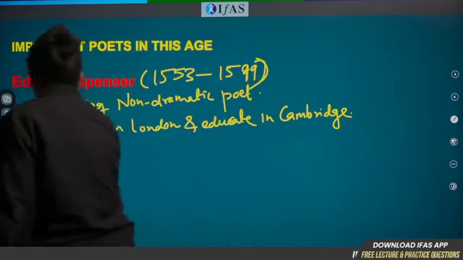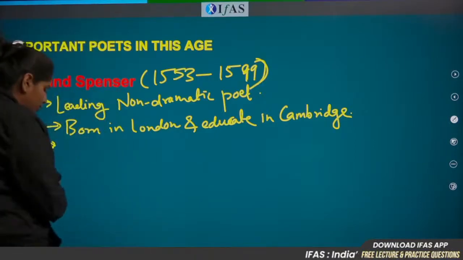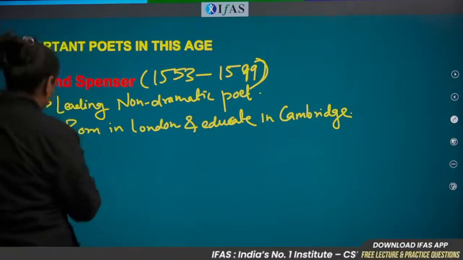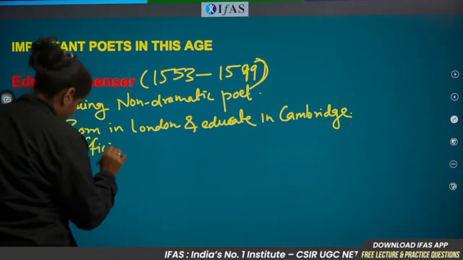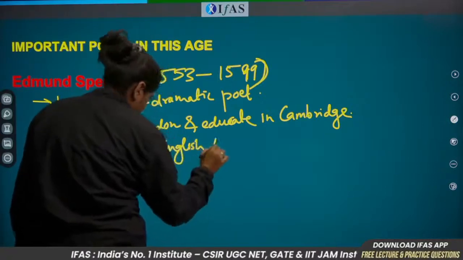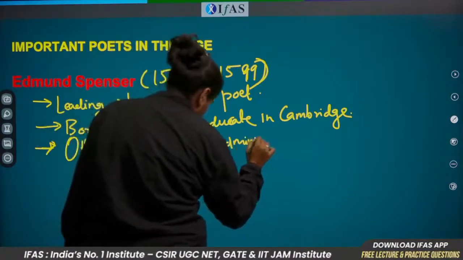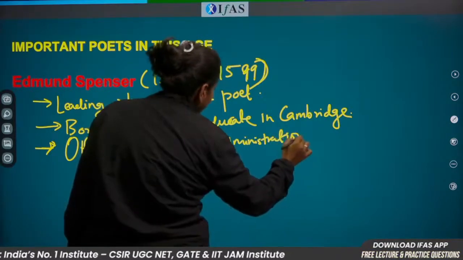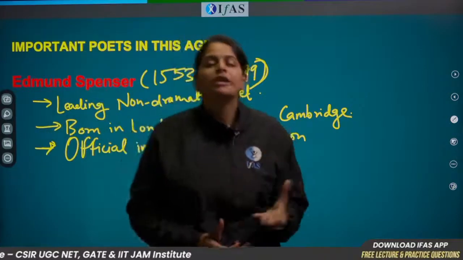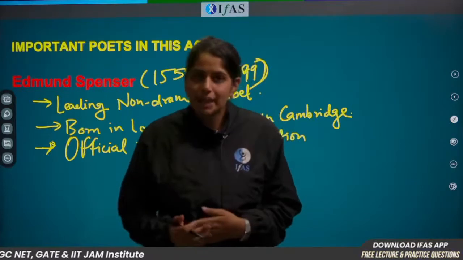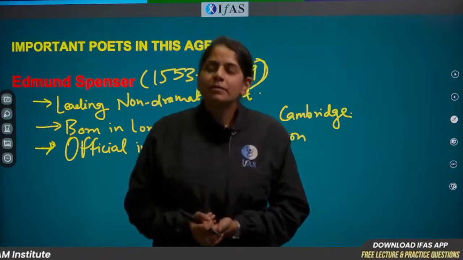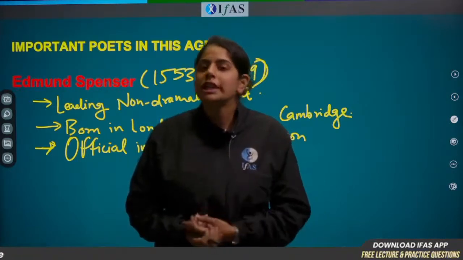Okay. The next important thing you should know about Edmund Spenser is that he was an official in the English administration. So you can see here, students, that though they had different professions, they were passionate about literature. They were passionate about writing something, and that is why they pursued it. So here you can see that he was an official in the English administration.